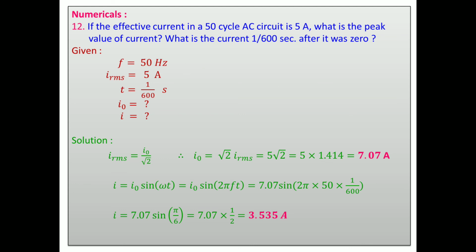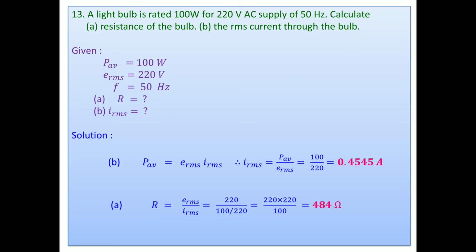Thereafter we go through the next numerical. A light bulb rated, actually it is not included in your syllabus, but it is also based on the previous knowledge. Wattage is given, which means power is given, 100 watt. And 220 volt is given, which means effective voltage or RMS voltage is given. Frequency is given, supply of 50 hertz. Calculate the resistance of the bulb and RMS current through the bulb. Mean average power is 100 watt, RMS voltage is 220 volt, frequency is given. We have to calculate R and IRMS.